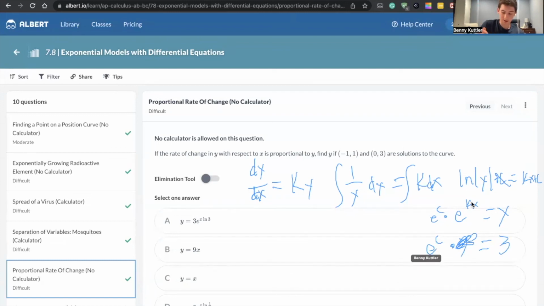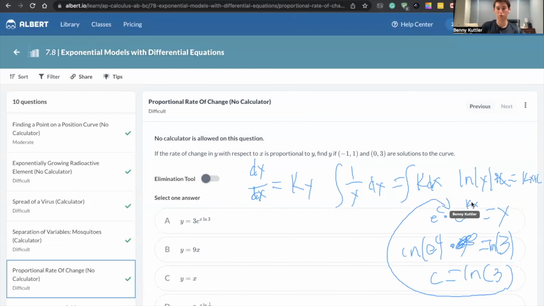That is not an ln. Ln of both sides. We get c equals ln of 3. And then we can plug that right back into there, with a loop-de-loop arrow. And now we're going to use our other condition to solve for k.